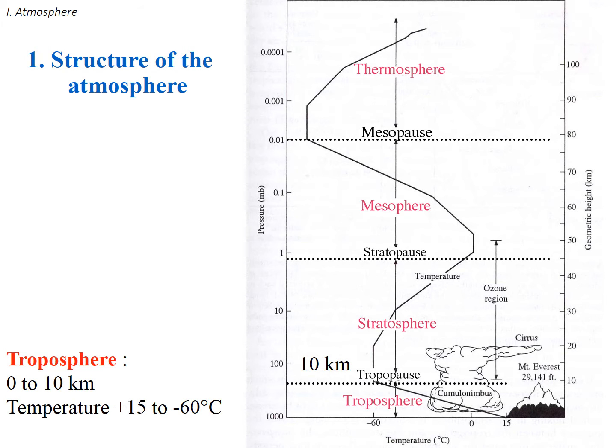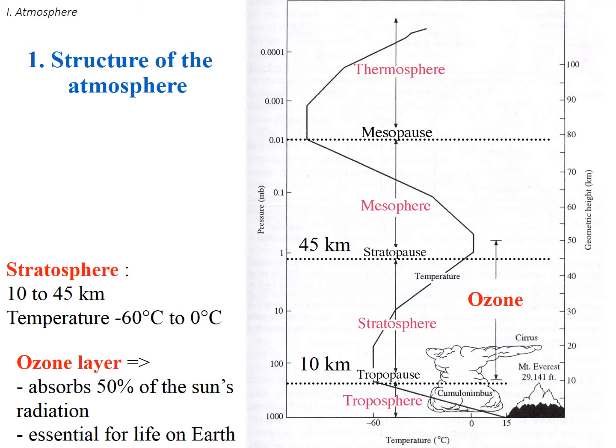The next layer up is the stratosphere. And the cool thing about the stratosphere is that it is stratified. If you look at the temperature profile, you can see that it's warmer at the top of the stratosphere than the bottom. That's because it's actually being heated from the top. The heating in the stratosphere is mostly through the absorption of shortwave radiation by ozone.